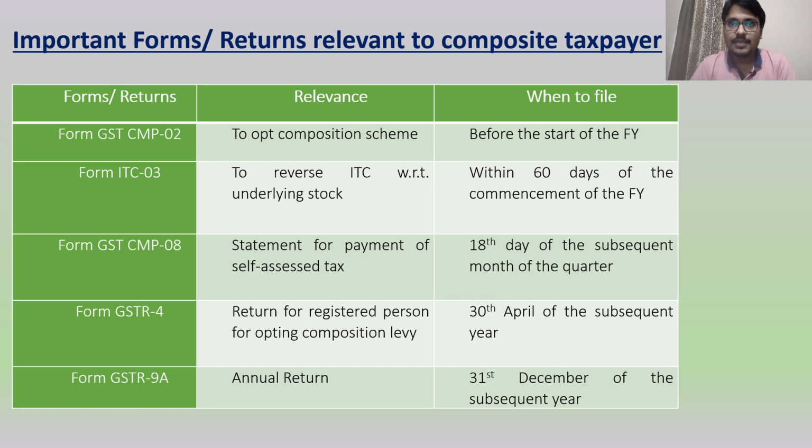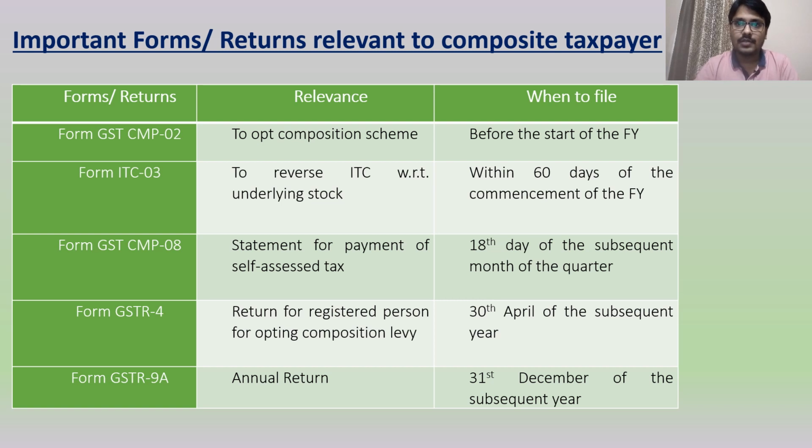Form GST CMP 08. Every composition taxable person is required to discharge his output tax liability on a quarterly basis, and he can do so by filing form GST CMP 08. It is a statement of self-assessed tax and it is to be filed by 18th day of the subsequent month of the quarter.